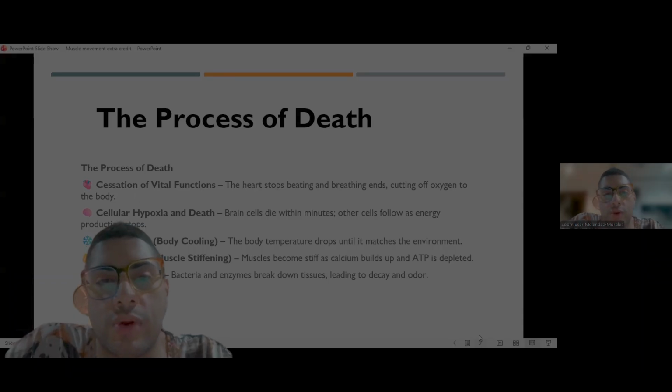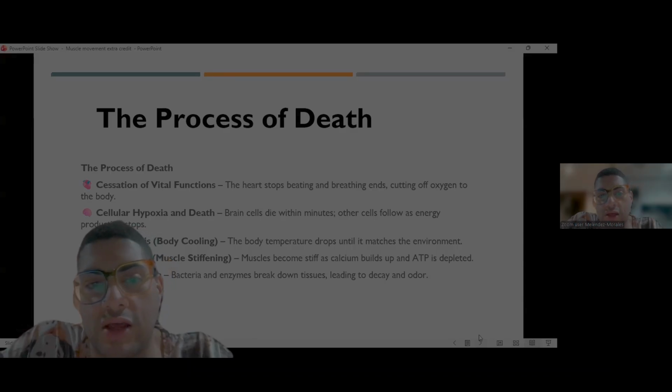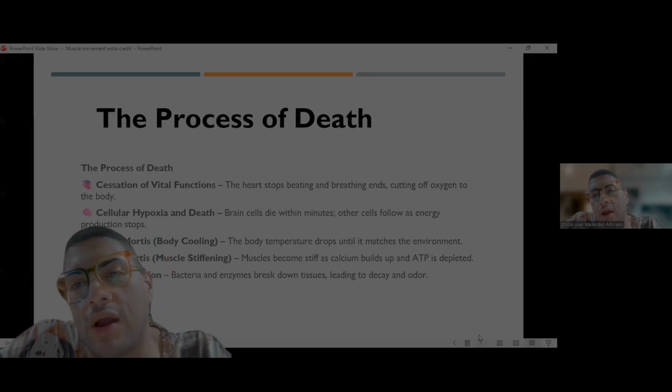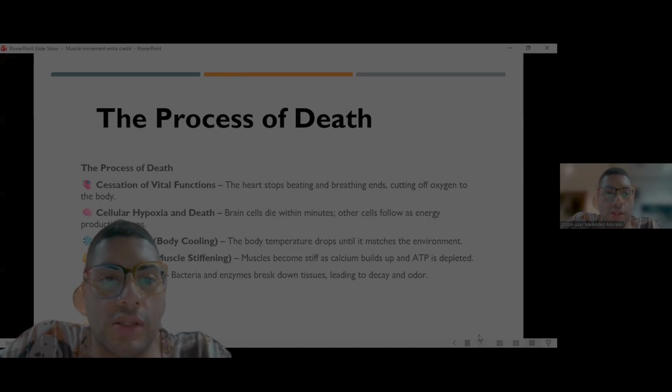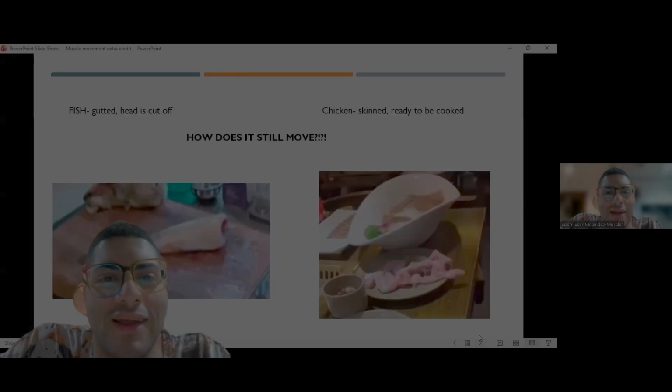So let's quickly touch on the process of death. What happens? You have the cessation of the vital functions. The heart stops, you stop breathing. You're dead. Your brain cells die within minutes. Then you enter into body cooling, and then rigor mortis, which we'll talk a little about. And then, of course, you decompose and become food for the animals and the worms, and you get put 6 feet underground, right?